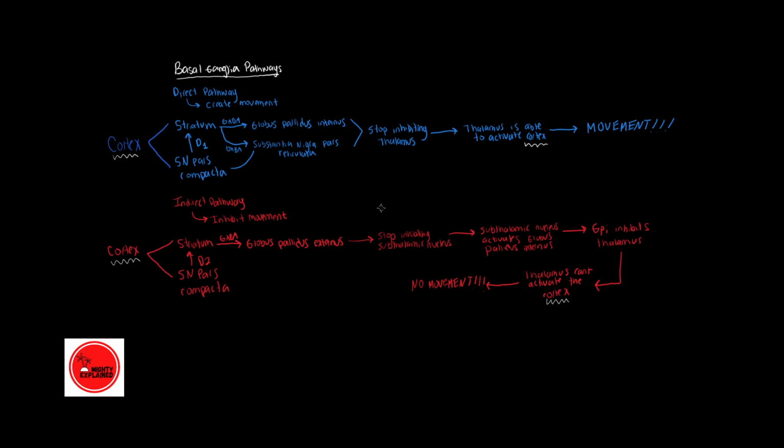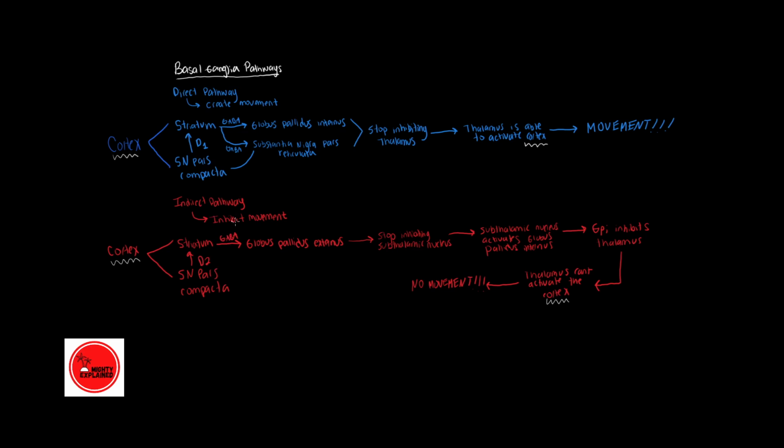So let's go on to the indirect pathway. So the indirect pathway is going to inhibit movement. So we're going to begin again in the cortex over here on the left side, and the cortex will stimulate the striatum and the pars compacta once again. Although in this case, there's a small little difference. The pars compacta will be releasing dopamine to stimulate the D2 receptors instead of the D1 receptors as seen in the direct pathway.